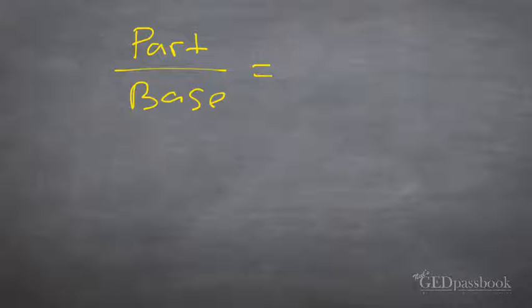But there are 3 terms that you must know. Something called the part, the base, rate over 100, right? So part over base equals rate over 100. That's going to be key.